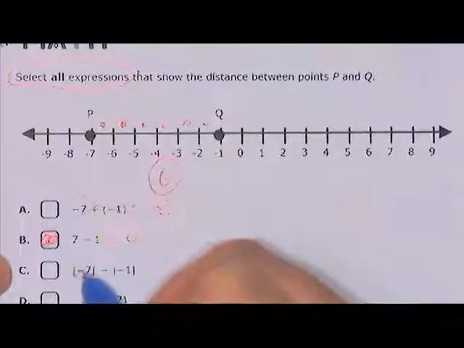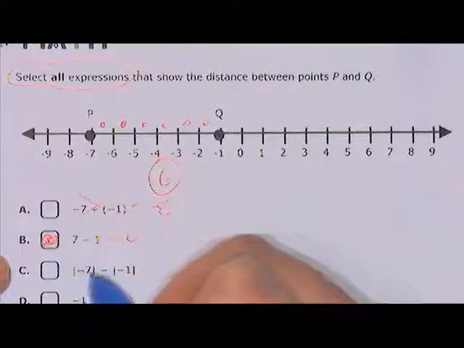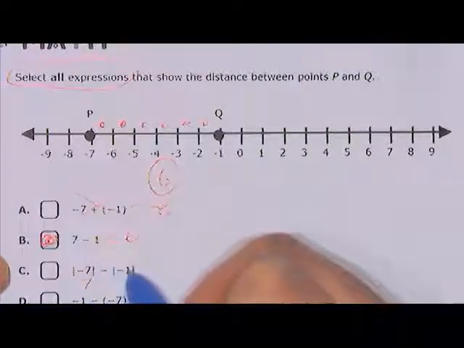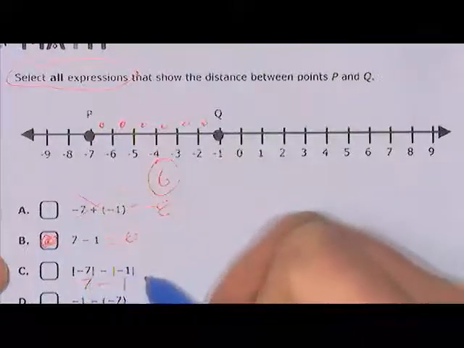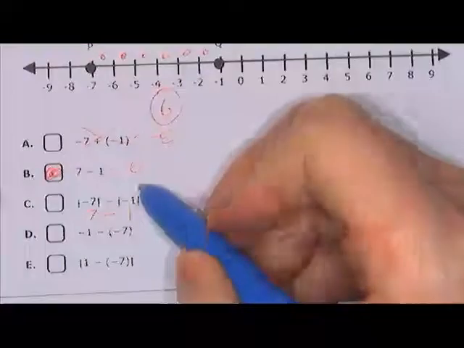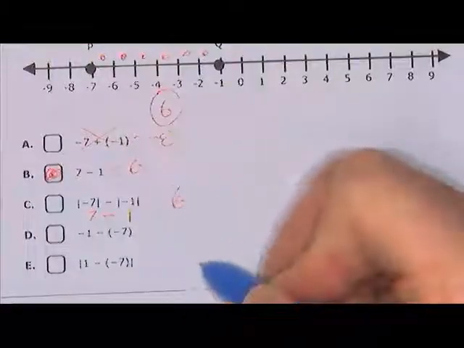Okay, distance from 0 on this one is 7. Distance from 0 is 1. And bring down the minus. 7 minus 1. Oops, didn't see that, did you? 7 minus 1 is 6. So this one works.